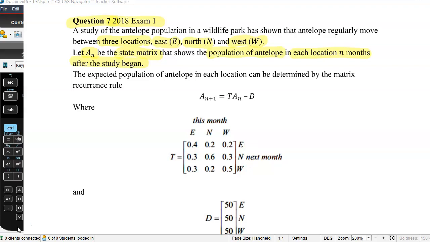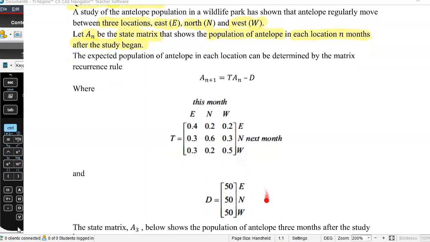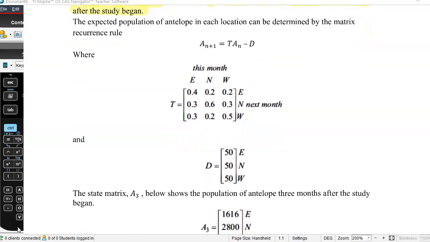So just to recap, 0.3 or 30% of the antelope that were in the east are going to move to the north next month. 0.6 or 60% of the antelope that were north are going to stay north next month. Okay, and D. Now we've got a minus there, so that means they're coming out of the system for whatever reason.